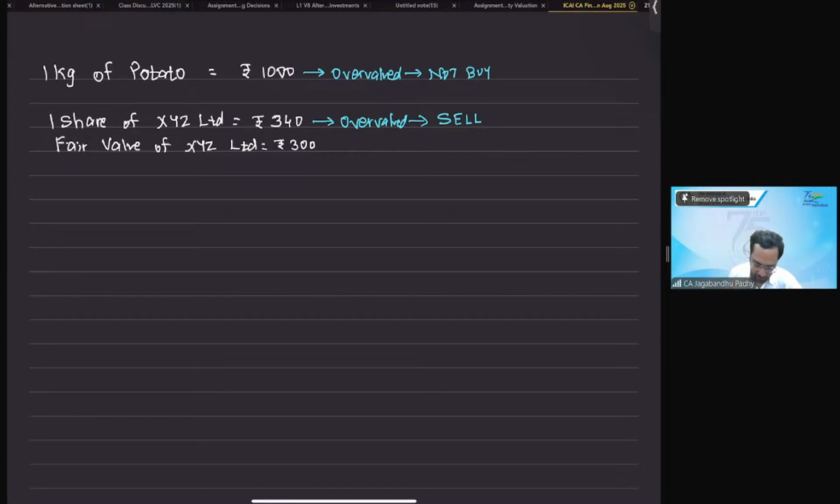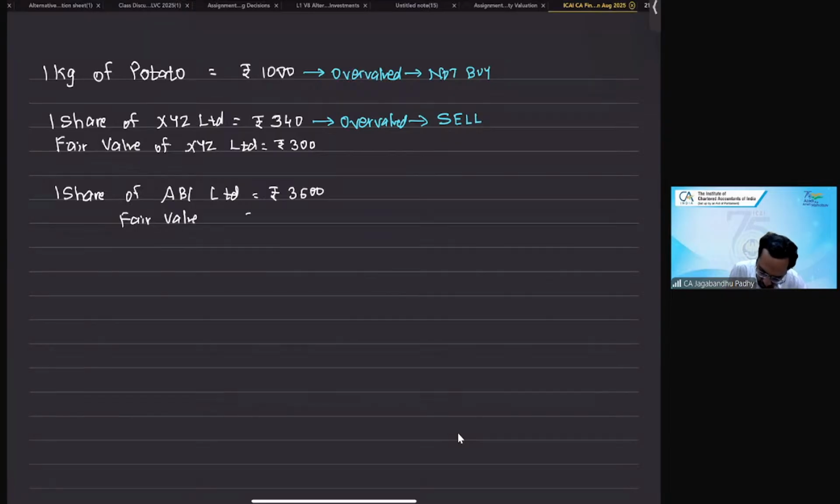So same way, if I just quote you, let's say, one share of some company, it's available at, let's say, 3,600, right? And its fair value, so we calculate by using some financial techniques the fair value of the share, and we find that the fair value is worth 4,500. Now, what will be your decision? Are you going to buy the share? Should we invest in this share, or we shouldn't invest?